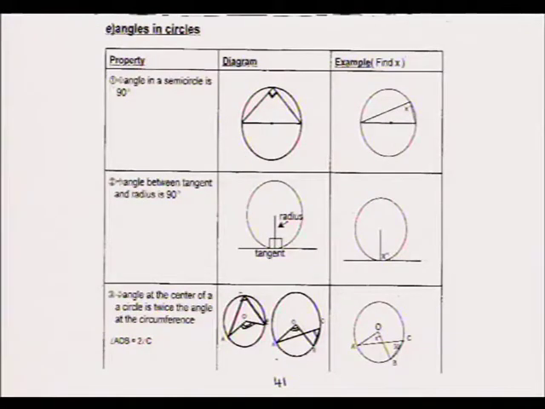Then angles in a circle. There you see the diagram. The angle in a semicircle is 90 degrees. Number 2, the angle between the tangent and the radius is 90 degrees. And number 3, the angle at the center of a circle is twice the angle at the circumference of the circle. Look carefully at those diagrams and examples.